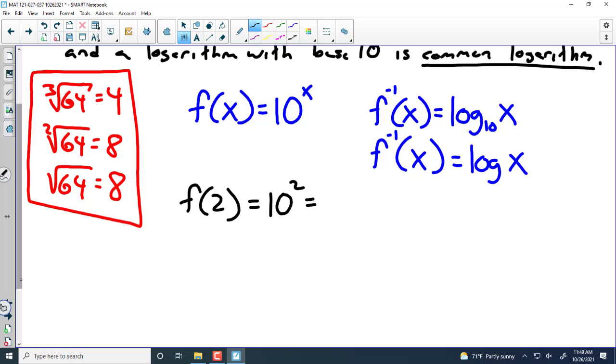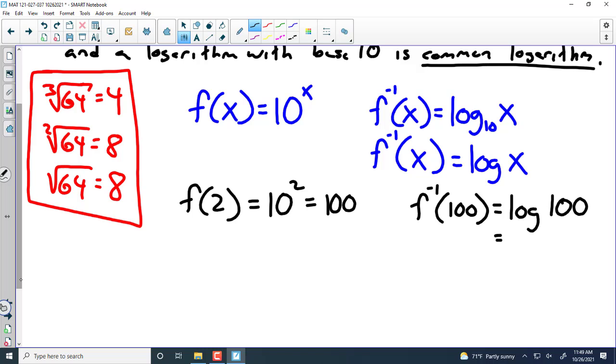What's 10 squared, everyone? 100. What's the log of 100? How do you know it's 2? Why do you know that's 2? How would you explain that to someone if they said, how do you know that's 2? I'm sorry, what I'm talking about is how do you justify your answer to a logarithm?